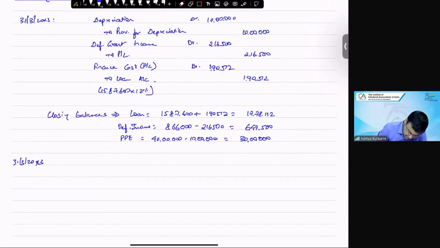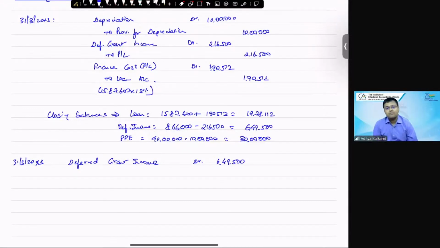So first one is deferred grant income debit. How much is that? 6,49,500. This will go away? Yes or no? Yes. Next, will the loan remain or will that also be repaid?